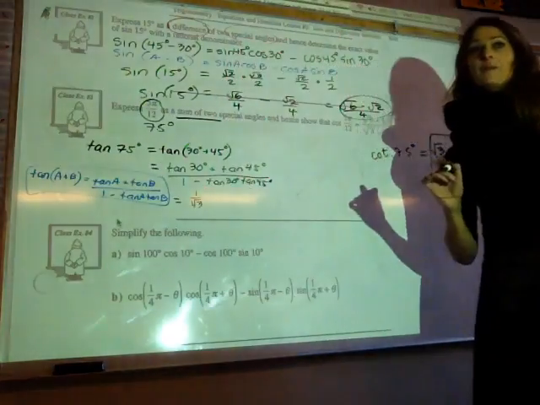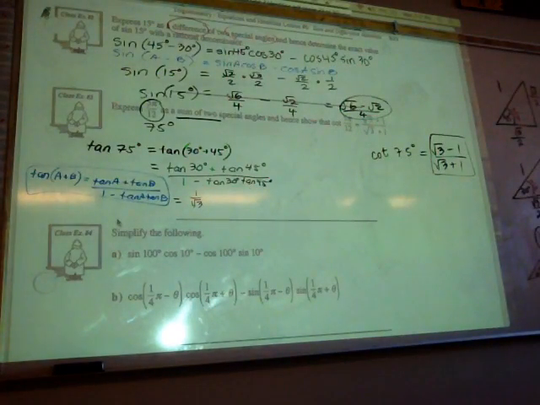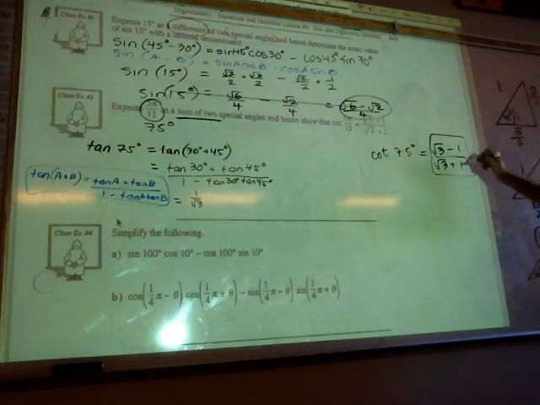Now I've heard a little mumbling and groaning about rationalizing the denominator. In this case, if you do it, it's going to become a little bit too complicated. So I'm just going to leave it as 1 over root 3, okay, for simplicity. Okay, so tan 30, 1 over root 3.